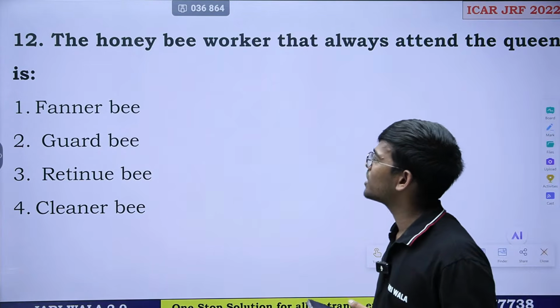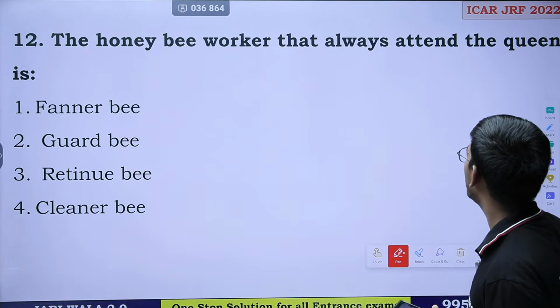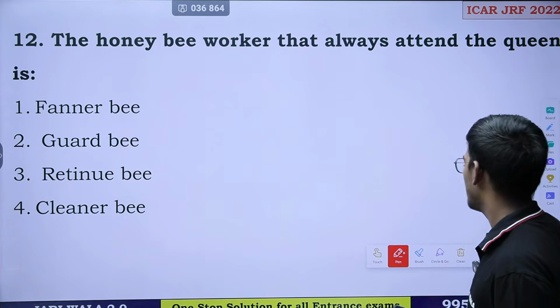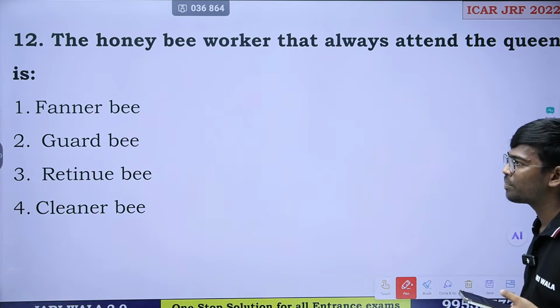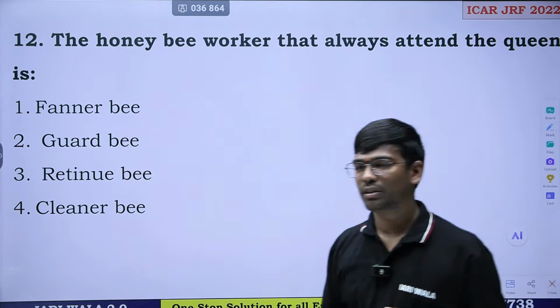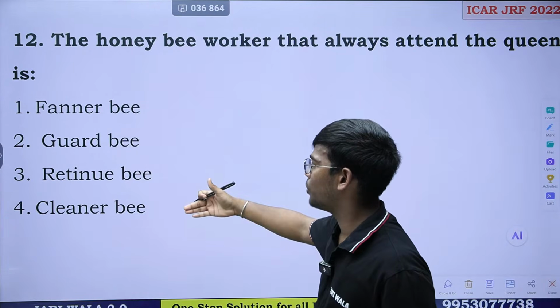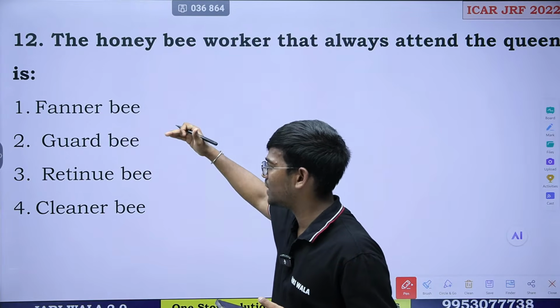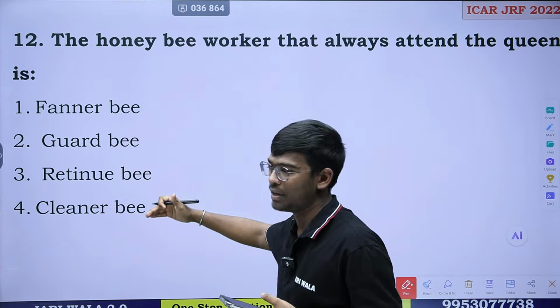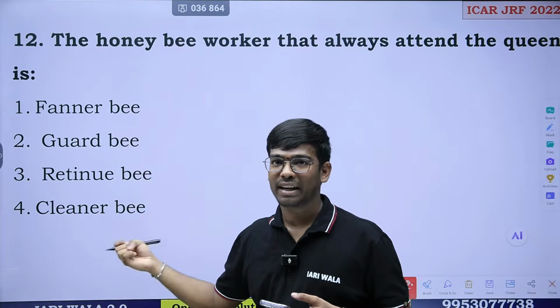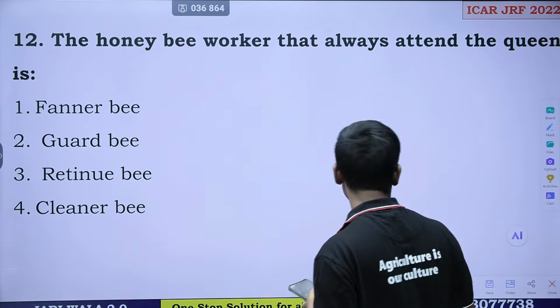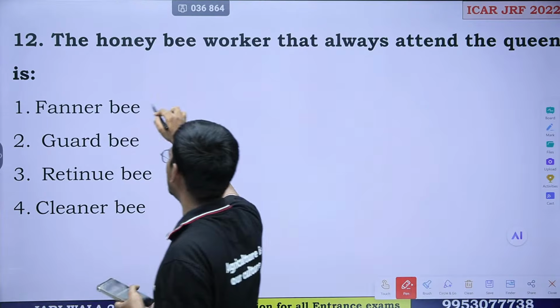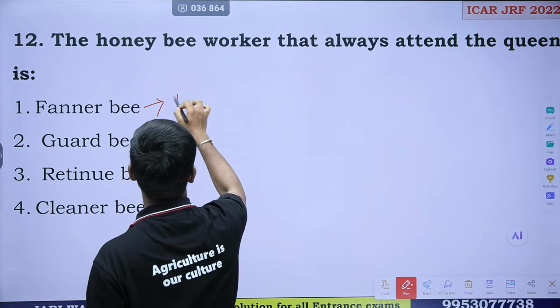Then the next question: the honeybee worker that always attends the queen is. So don't be confused. Here they have given 4 options: fanner bee, guard bee, retinue bee, and cleaner bee. By the name itself, it suggests the duty they will do. The fanner bee will maintain the temperature of the hive.